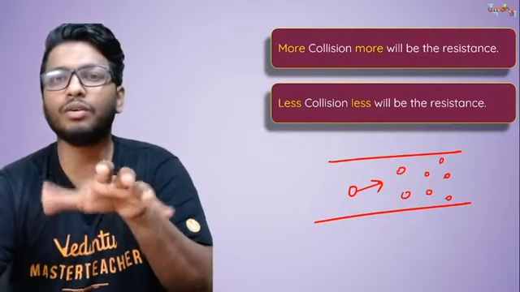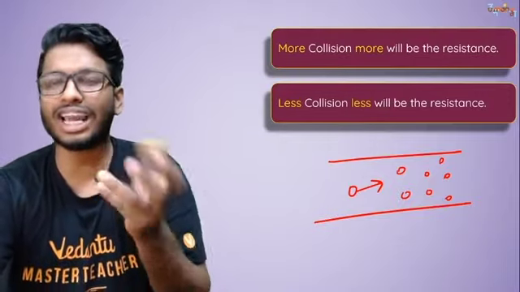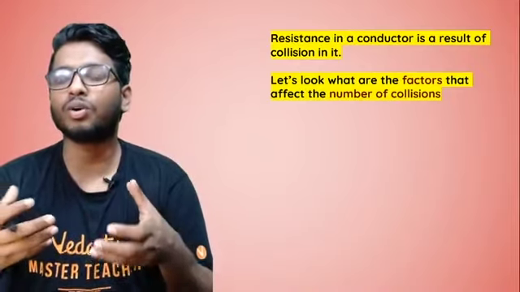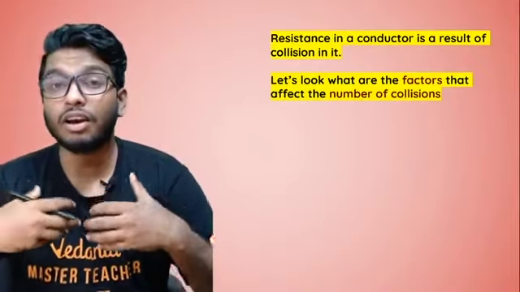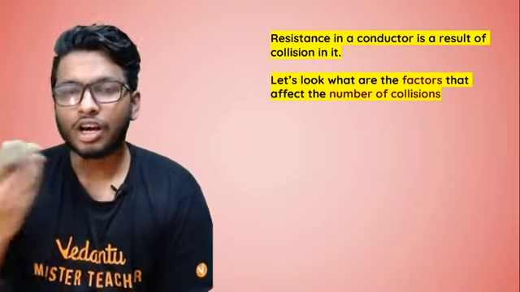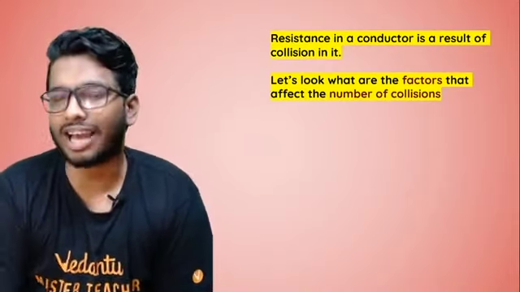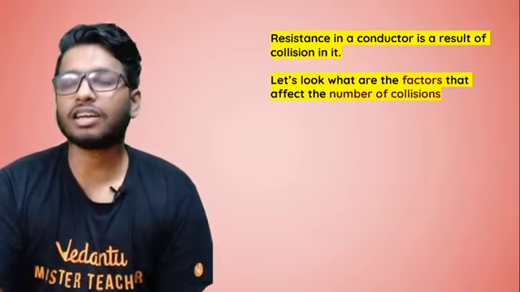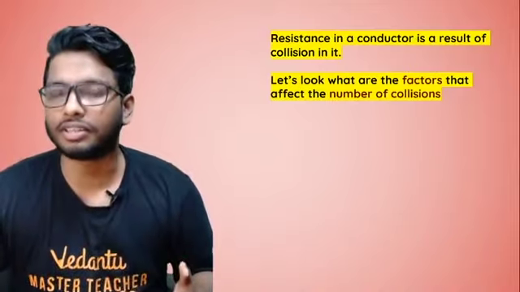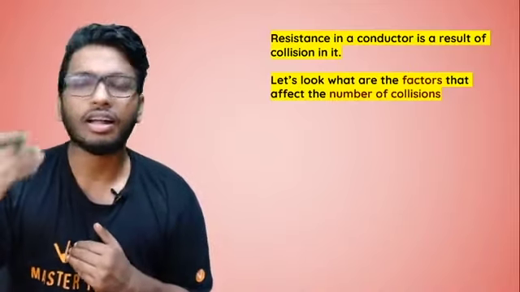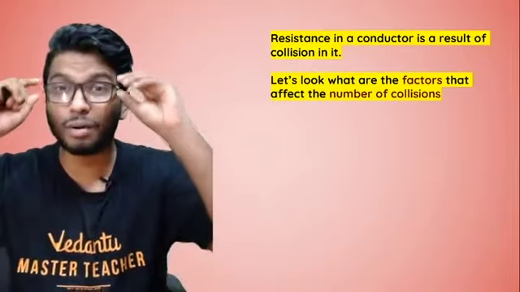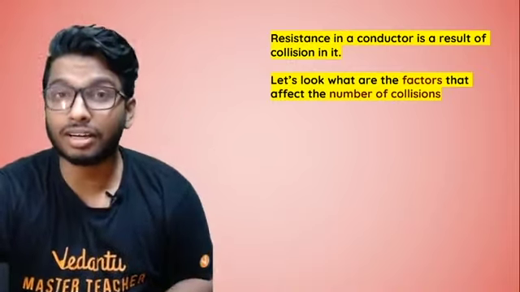So to change that value, I could figure out what the factors are that affect it and change them accordingly, so that I can change the value of resistance as well. So resistance in a conductor, in simple words, is basically the result of the collision. If I increase that collision, the resistance increases. If I decrease the collision, then the resistance would decrease. So we're going to talk about the factors that would help us do that.